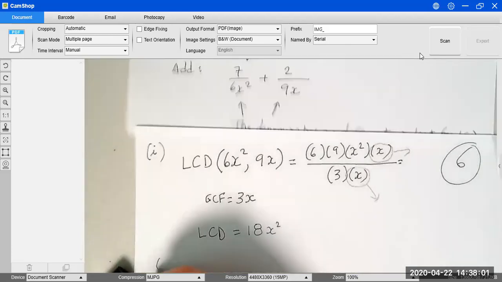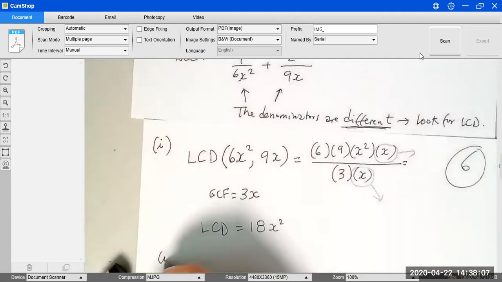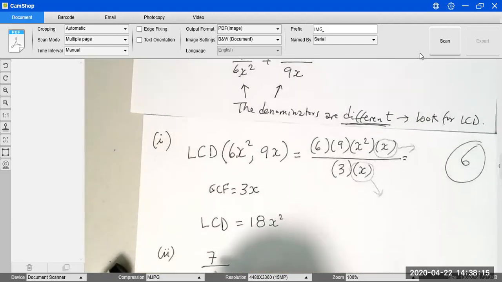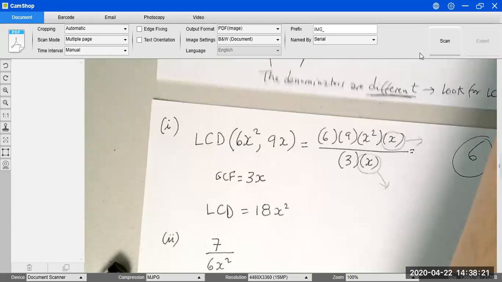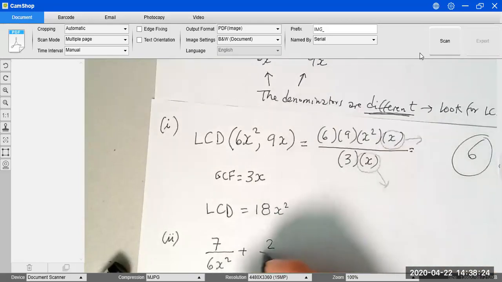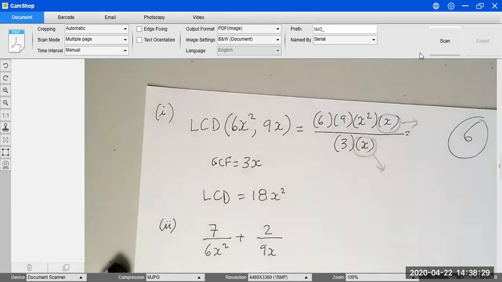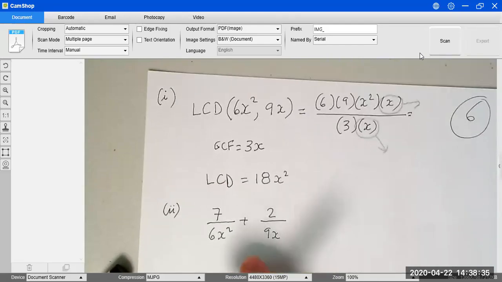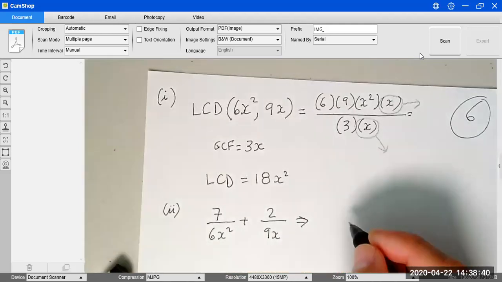The second step is that I'm going to rewrite my rational expressions by trying to obtain the least common denominator for everyone. So I'm going to write again 7 over 6x squared plus 2 over 9x. So that's my original problem. So now I'm going to write these rational expressions in a way that they are going to have the same denominator. So how can I do that?